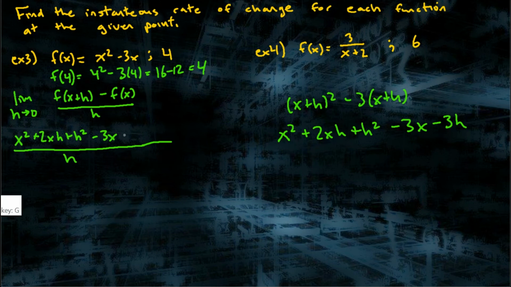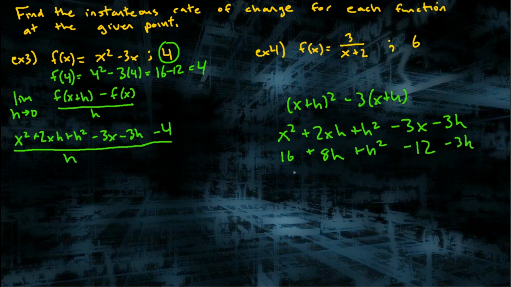Okay, so minus 3h minus 4. So let's see. We need to get this h to cancel somehow. So we know that x is 4 because that's what we wanted. So over here, this would be 16 plus 8h plus h squared minus 12 minus 3h.